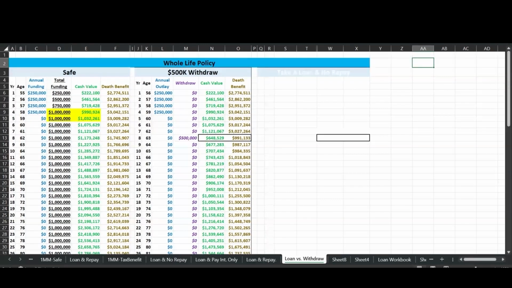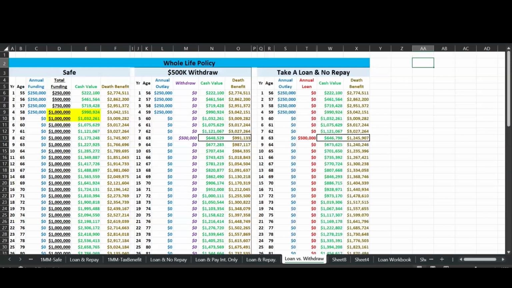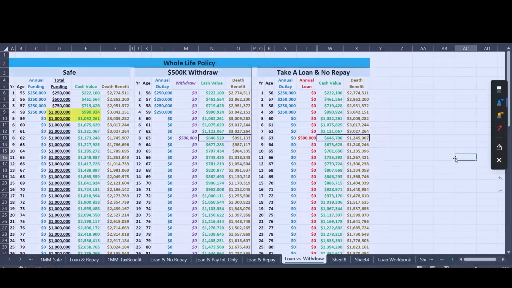Whereas with a loan, so with the exact same scenario, if you say, okay, I want $500,000 from my policy, but I'm not going to take a withdrawal. Instead, I'm going to take a policy loan. What happens? Well, here's your $500,000 loan. And look at the immediate impact. There's not much difference there when I look at the cash value, is there? No. The loan's a little bit less, a little bit more than $1,000, so not much of a difference here. The death benefit, however, is more attractive with the loan initially. So what's happening here?